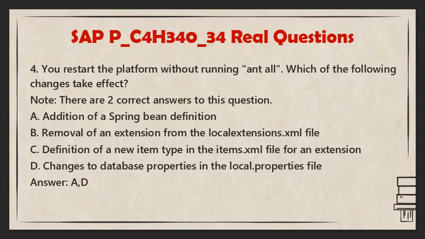4. You restart the platform without running ant all. Which of the following changes take effect? Note: there are two correct answers to this question. A. Addition of a Spring Bean definition. B. Removal of an extension from the local extensions.xml file. C. Definition of a new item type in the items.xml file for an extension. D. Changes to database properties in the local properties file. Answer: A, D.